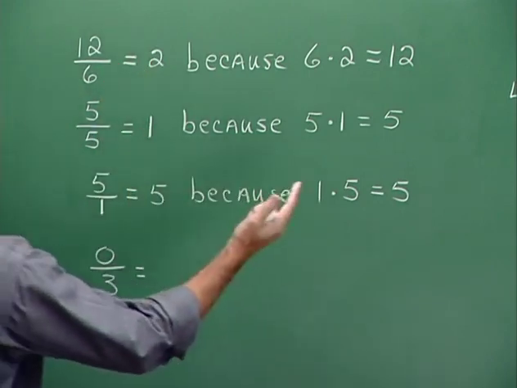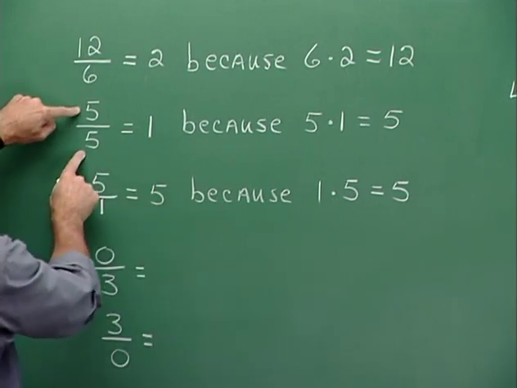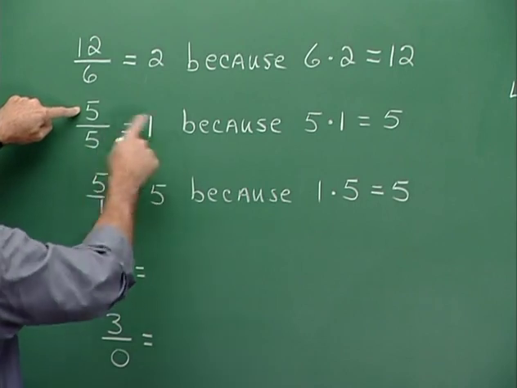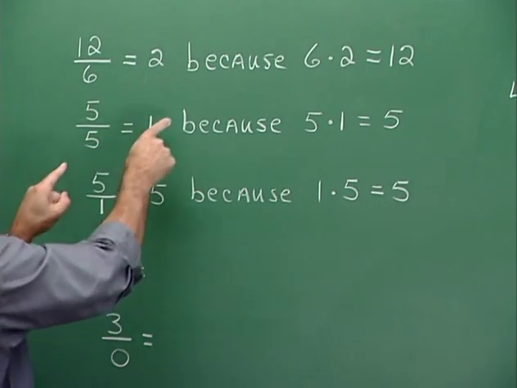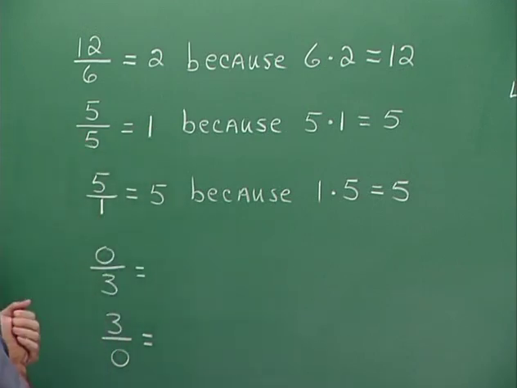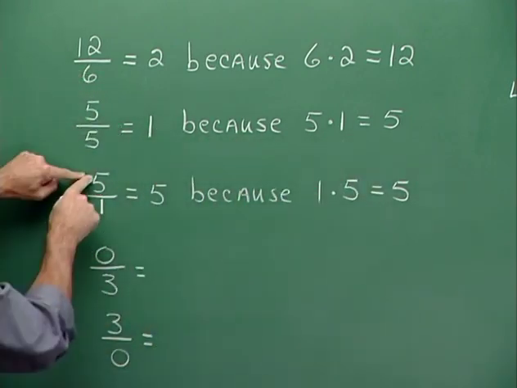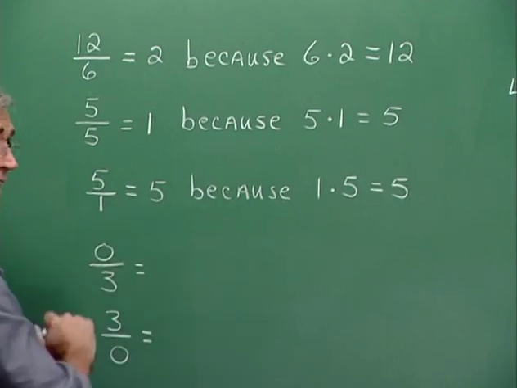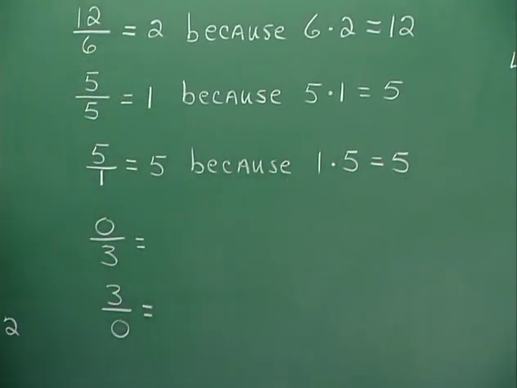Now, using the same idea, let's talk about ones and zeros here a little bit. 5 divided by 5 is 1. The reason we know that is because when we multiply the divisor and the quotient, we get the dividend, you see. So it's because 5 times 1 is equal to 5. And 5 divided by 1 is equal to 5 because, once again, 1 times 5 is equal to 5.